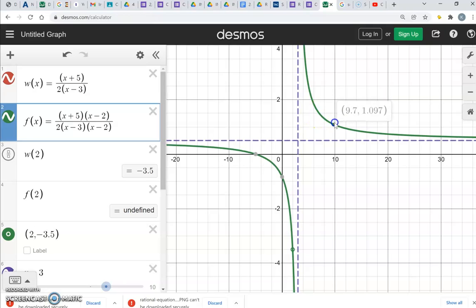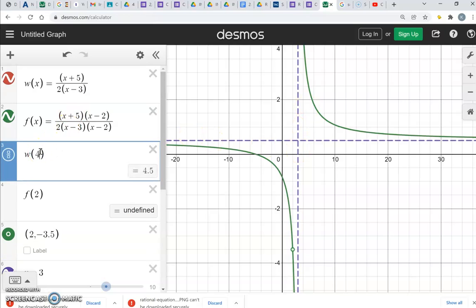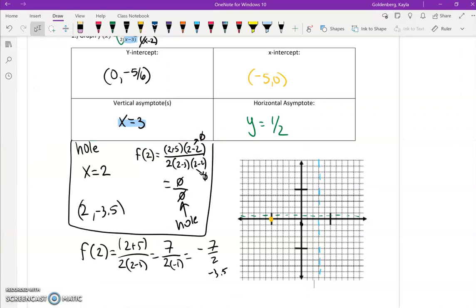I'm also going to find a point on this end, so I'm going to do like w of maybe 4 is 4.5 just to get a point. I'm going to get that point right here. So here's my sketch, right? And then I've got the hole is at 2 comma negative 3.5. 1, 2, 3. So I'm going to do an open circle there. And then what we'll see is that we connect those dots. And I've got my graph.